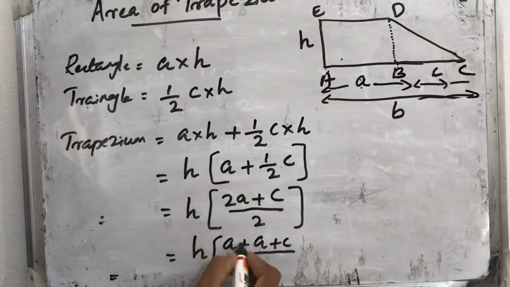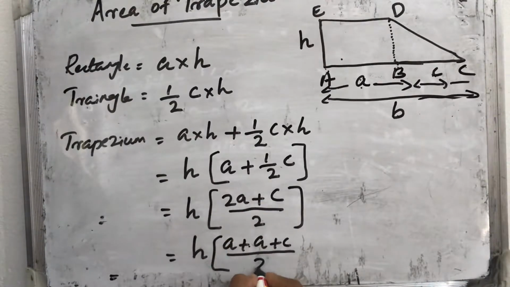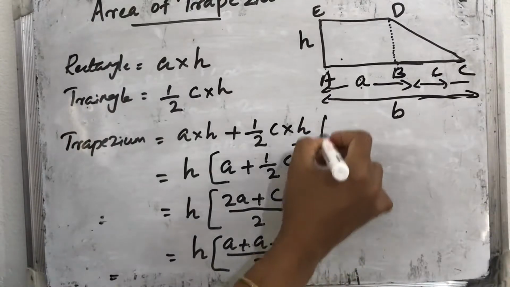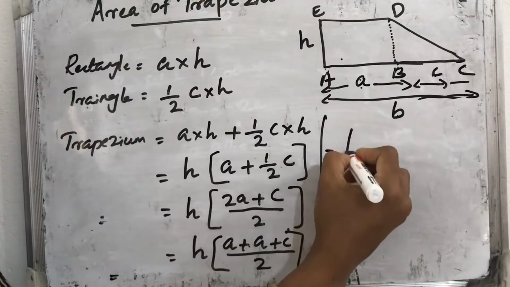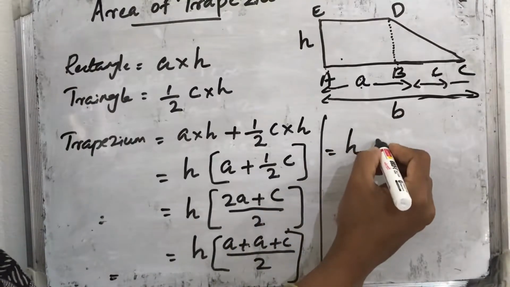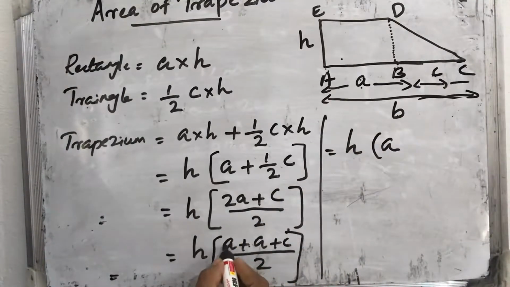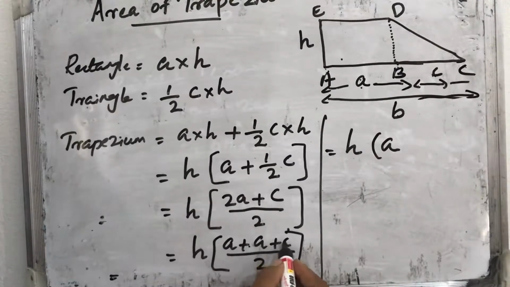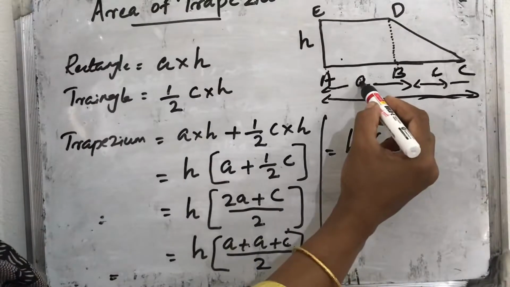Instead of 2A we write A plus A, then plus C divided by 2. So that's equal to H into, first A, that we write as A itself. Then A plus C, what is the length of this A plus C?